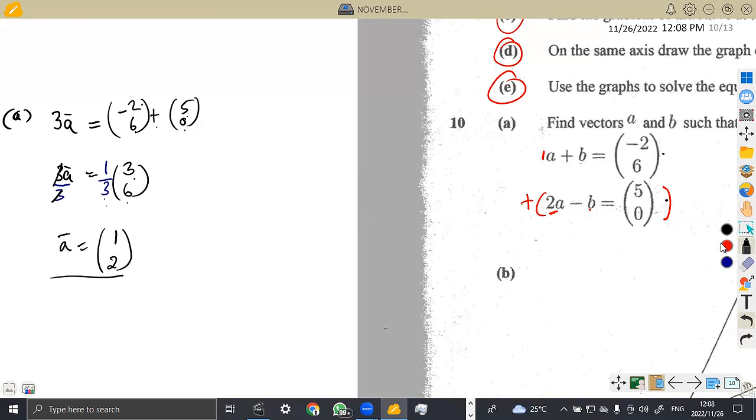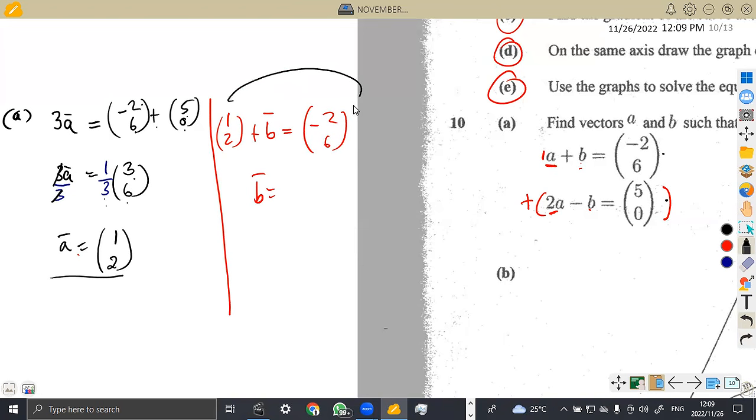To find vector B, we can just substitute into the first equation. Vector A is (1, 2), plus vector B, which we do not know, is equal to (-2, 6). So to find vector B, we just transpose (1, 2) to the other side of the equation. That's (-2, 6) - (1, 2). So vector B is (-2 - 1, 6 - 2), that is (-3, 4). So that was your vector B.